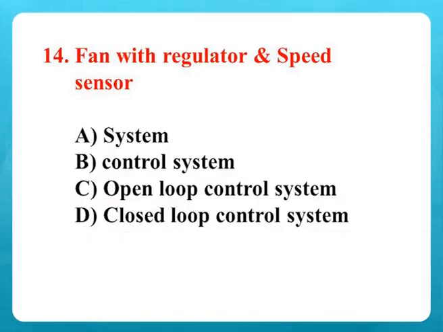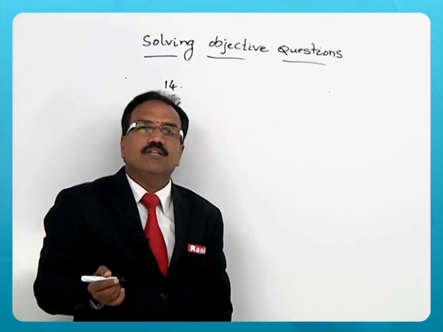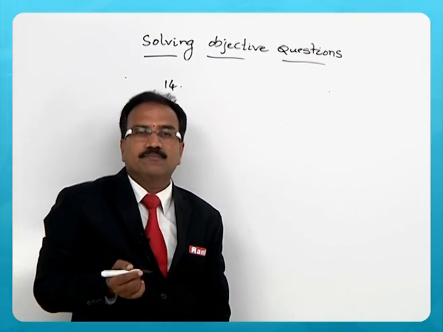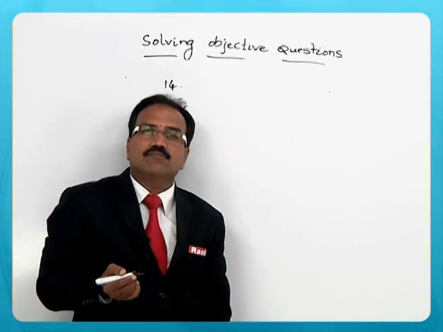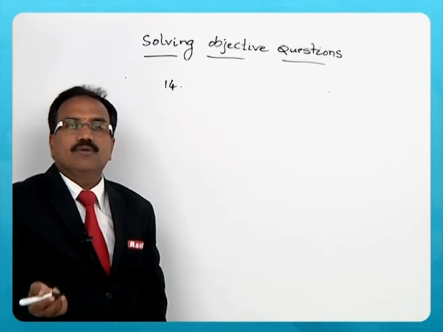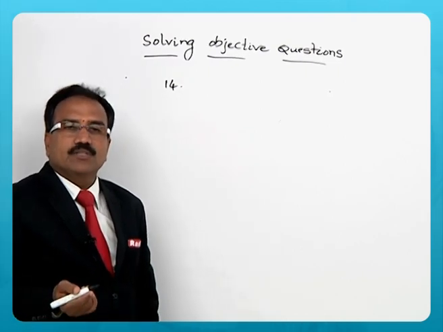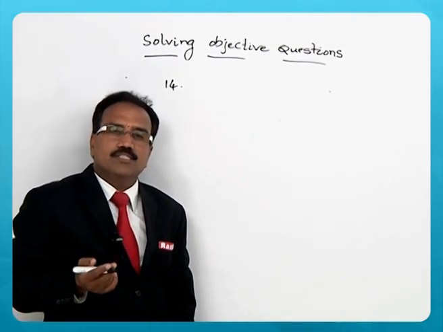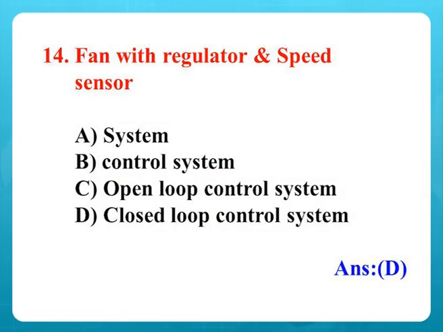Now fan with regulator, question number 14, and a speed sensor. There is a sensor and that sensor will measure the speed of the fan. So it is called a closed loop control system. In the previous question we have seen it was without sensor. Now there is a fan, of course a regulator, but also a speed sensing mechanism. So 4 options are given: system, control system, open loop control system and closed loop control system. So option D is correct here because there is a sensing mechanism.